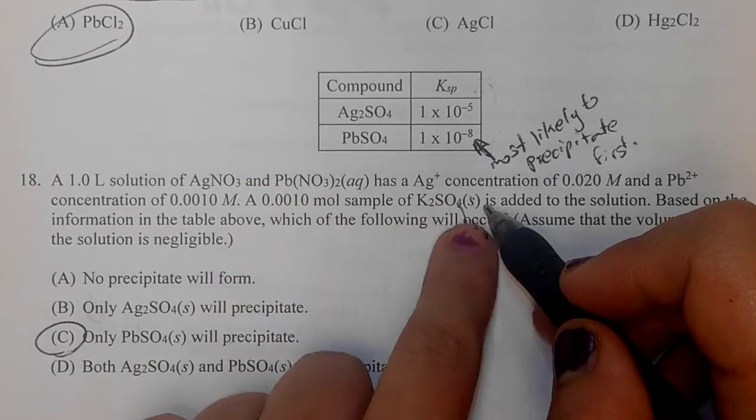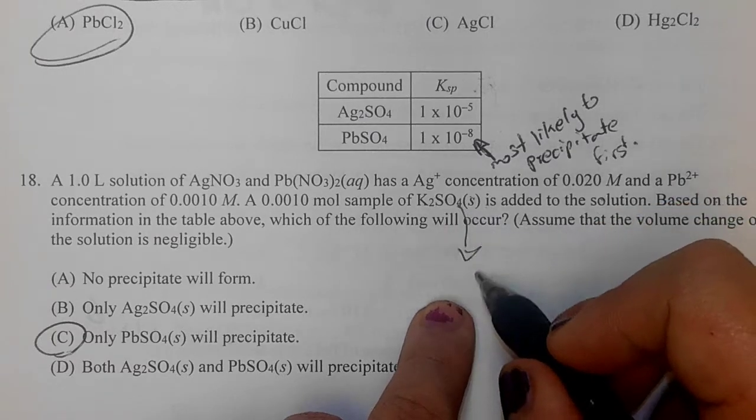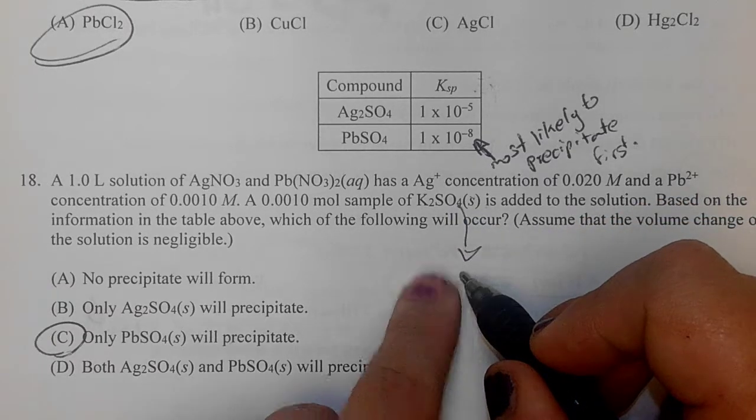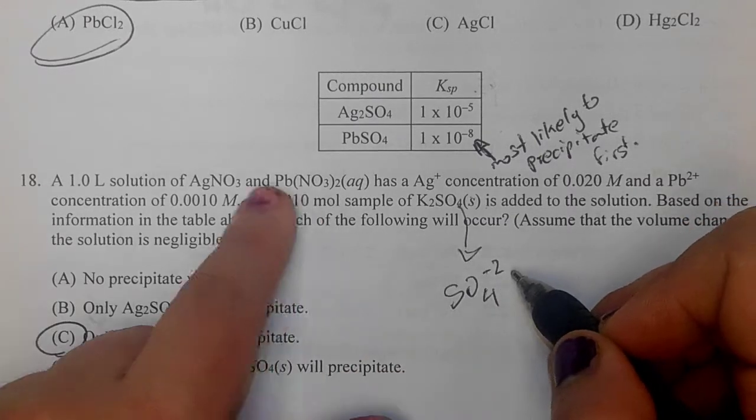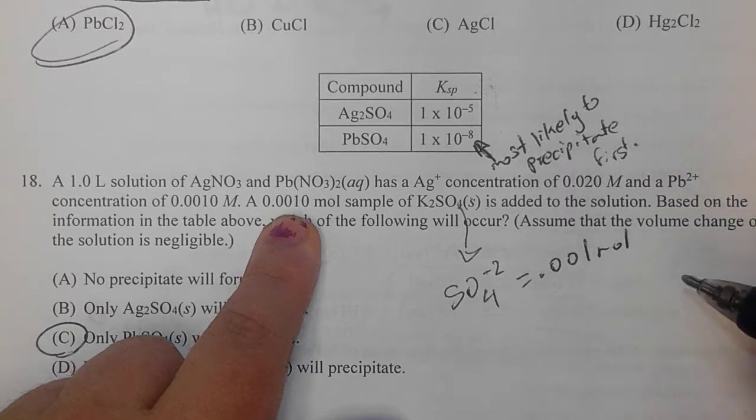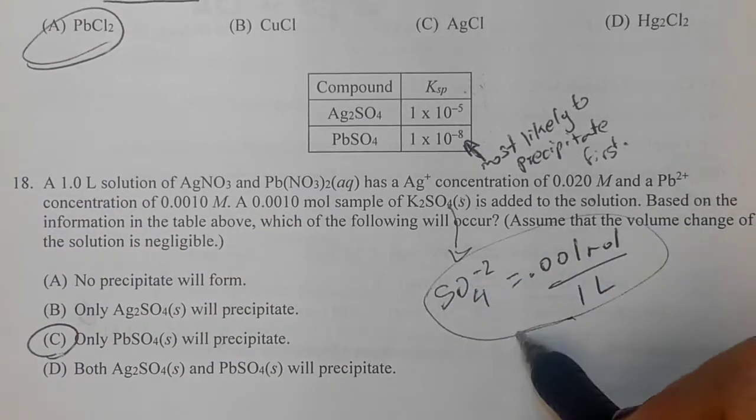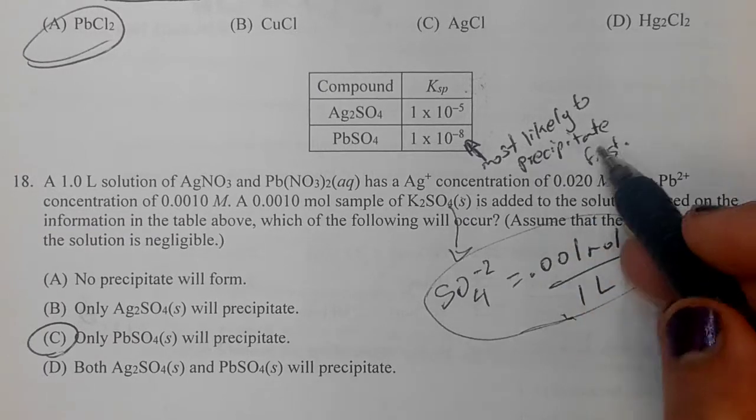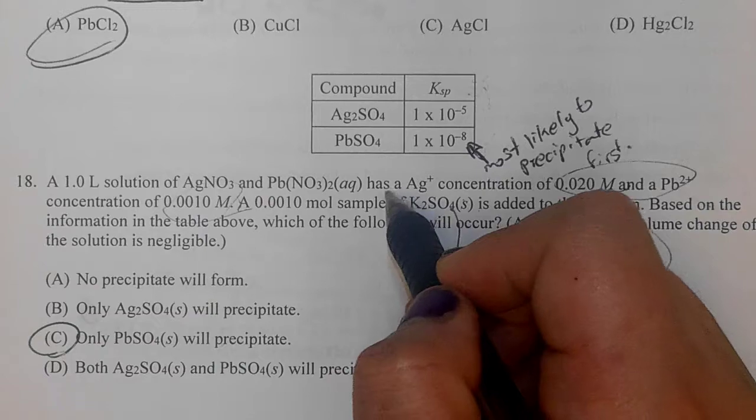This sample is going to give you what? Solid. Which particle is going to come out of that we're interested in from here? It comes from SO4 minus 2. That is going to be equal to 0.001 mole, right? The volume is here, 1 liter. Do you see that? So you have the concentration on that. You also have the concentration of Pb. You also have the concentration of Ag.